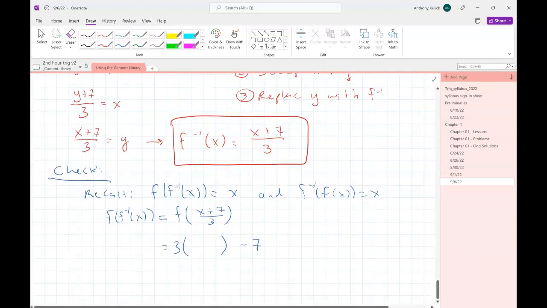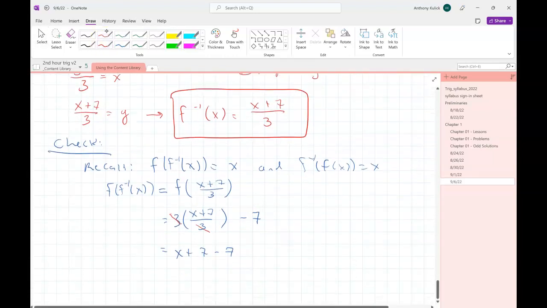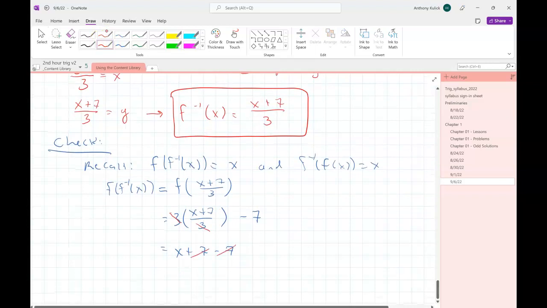So when I do f, that's 3x minus 7, and the x in this case is (x plus 7) over 3. If I simplify, what do you notice can happen here? The times 3 and divides by 3 can cancel. Good job, Emma. And then what do you notice can happen here? The plus 7 and minus 7 can cancel. And I'm equal to x, which is what I needed.